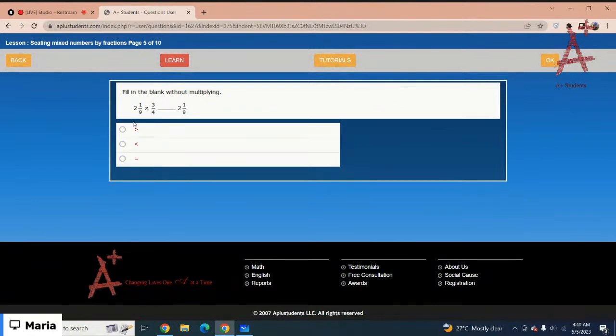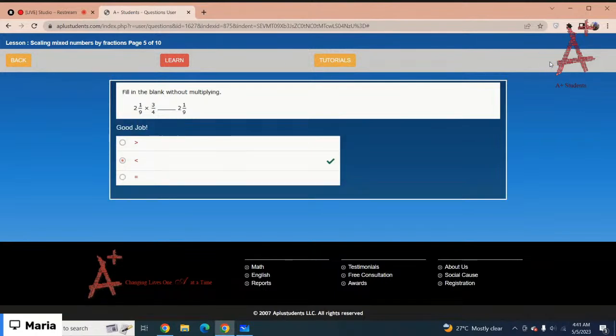Okay, the next one is 2 whole 1 by 9 times 3 by 4, and you have to compare it to 2 whole 1 over 9. So 3 over 4 is less than 1. Got it? That means it makes 2 whole 1 by 9 even smaller. So 2 whole 1 by 9 times 3 by 4 is less than 2 whole 1 over 9. It would be less.